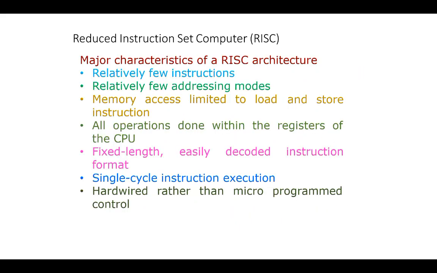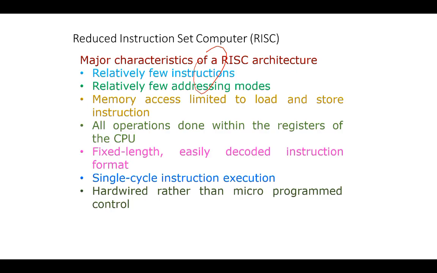Here are some of the characteristics of RISC architecture. The first is relatively few instructions, such as load and store. Next, relatively few addressing modes: register addressing mode, immediate addressing mode and base addressing mode. These are the three addressing modes involved in this RISC architecture.